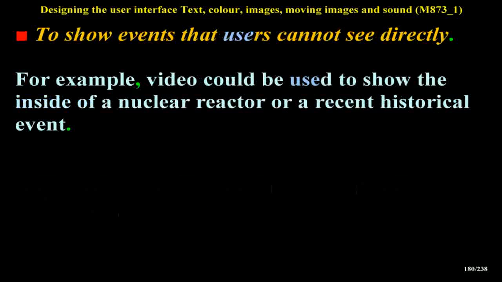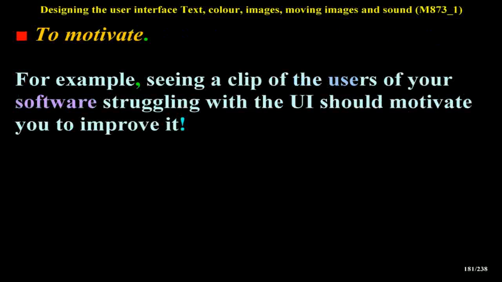To show events that users cannot see directly. For example, video could be used to show the inside of a nuclear reactor or a recent historical event. To motivate. For example, seeing a clip of the users of your software struggling with the UI should motivate you to improve it.